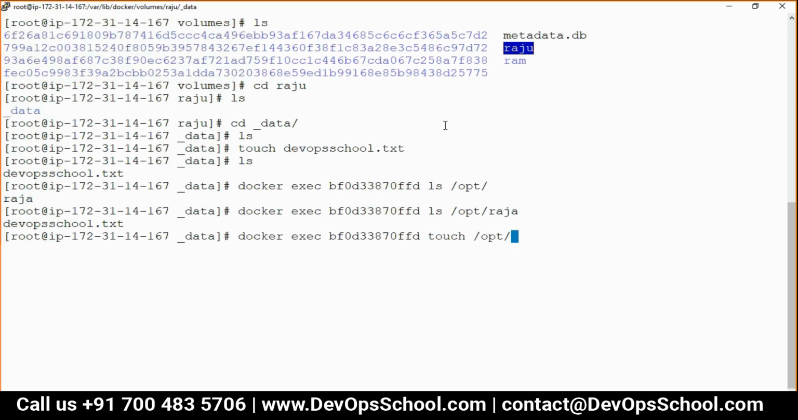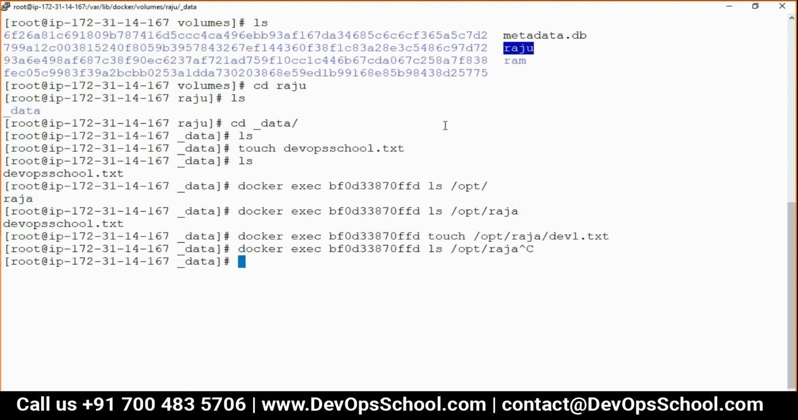Touch /opt/Raja/dev1.txt and you see here ls. You write here, you see there; you write there, you see here. So can you have two volumes to one container?